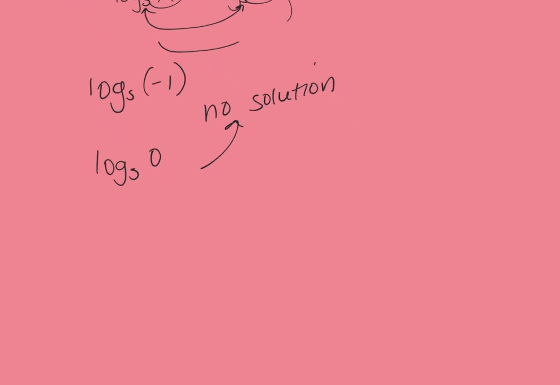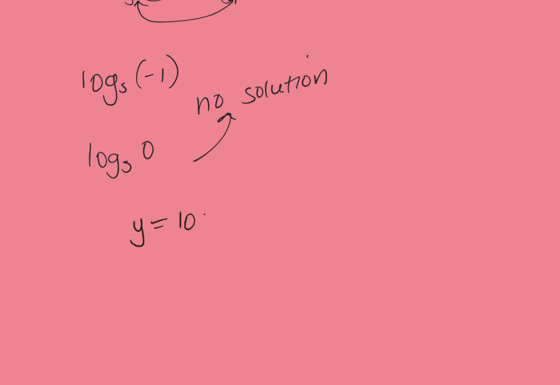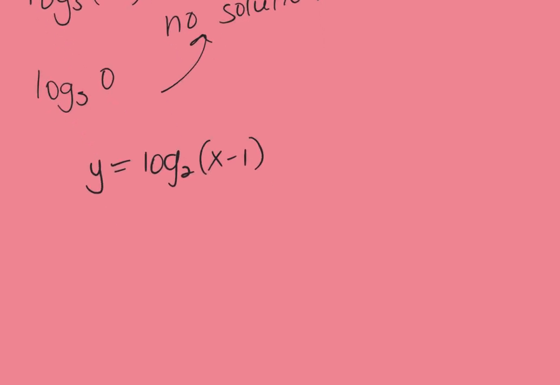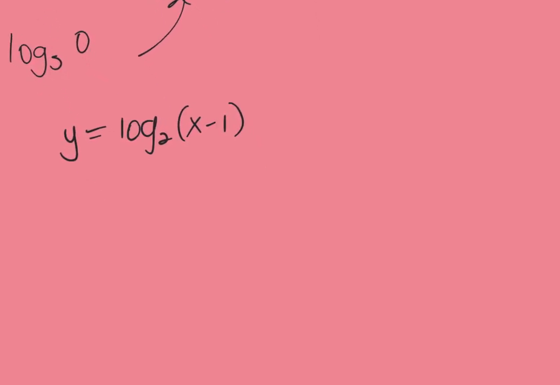Y equals log base 2 and then x minus 1 in parentheses. This is graphing, right? It's domain, x-intercepts, asymptote, and then graph. And then it's +3. Sure. Plus 3 is over here?